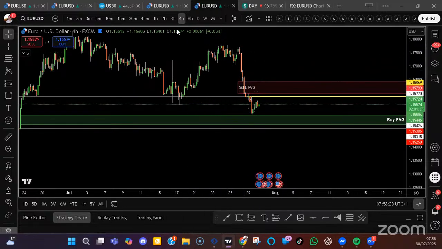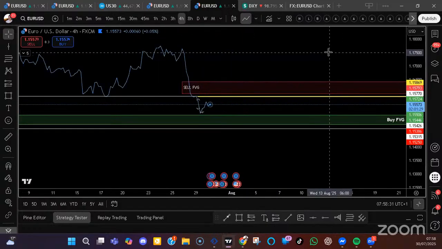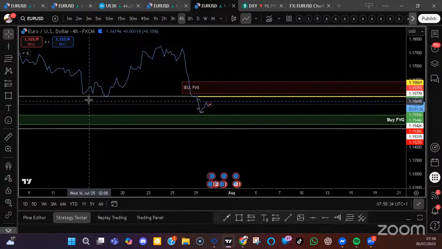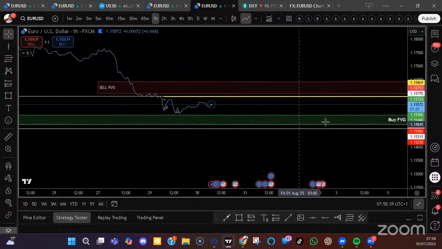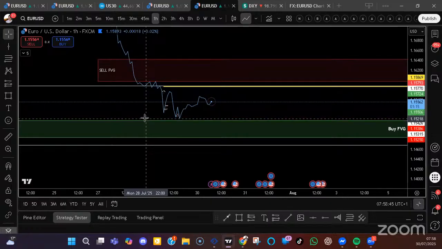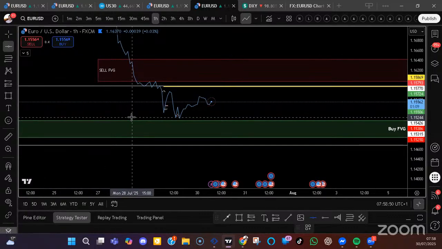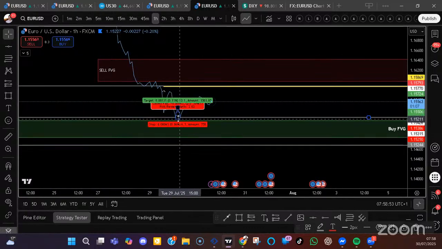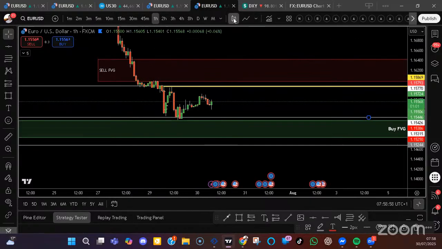So we go down to the, I'll put it on the line chart. See if we got any significant areas. Well, that one we drew up yesterday. Put it on the hourly. And is this significant? We'll put a horizontal line there. One touch, two touches on that area there. So come off. And we go down to the 5 minute.